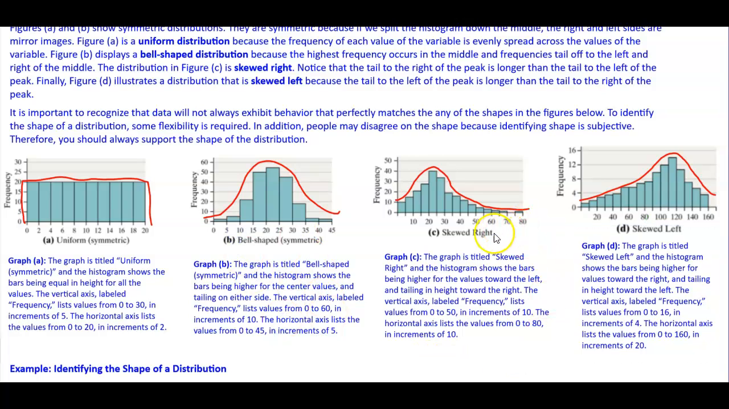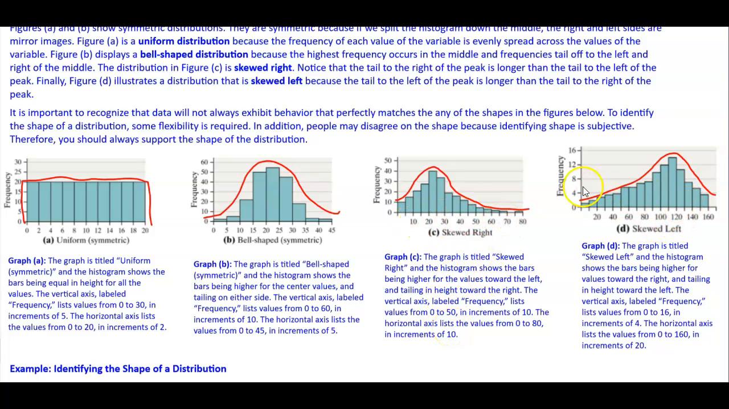If we look at graph C, the graph is titled skewed right, and the histogram shows the bars being higher for the values toward the left and tailing in height towards the right. The vertical axis labeled frequency lists values from 0 to 50 in increments of 10, and the horizontal axis lists the values from 0 to 80 in increments of 10.